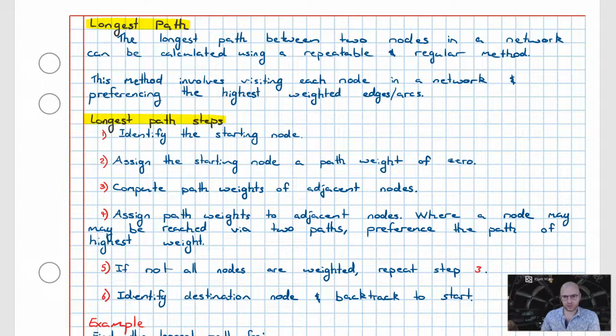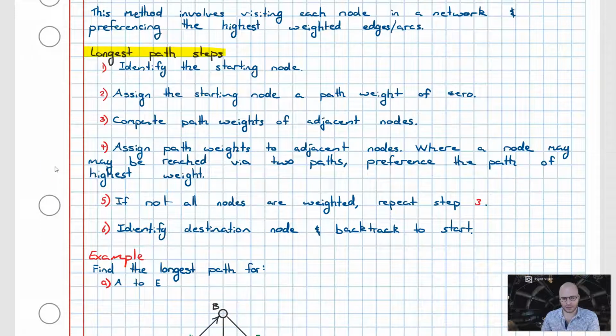Welcome to this video on the topic of networks. In this video, we're going to have a look at how we can go about discovering the longest path between two nodes within a connected network. The algorithm we're going to use is similar to the algorithm we use to discover all of the unique paths between two nodes within a connected network.